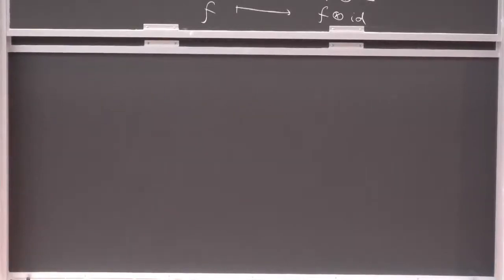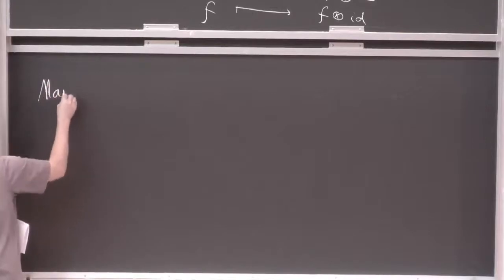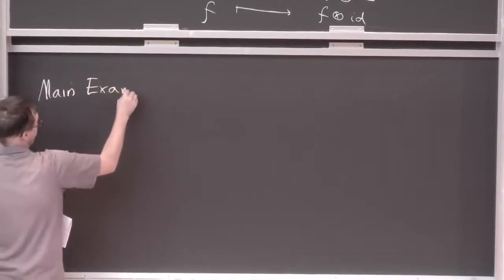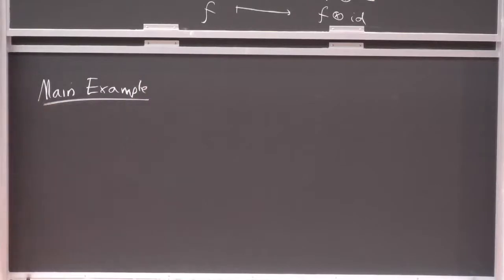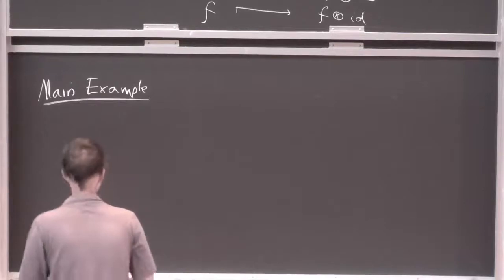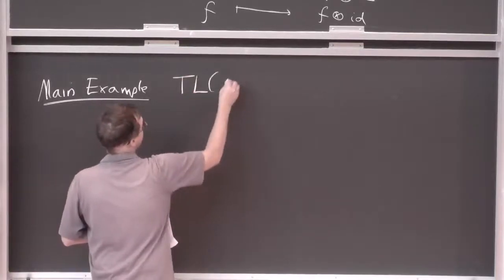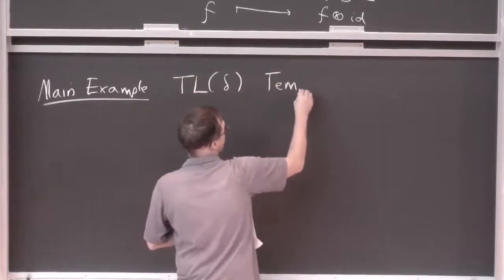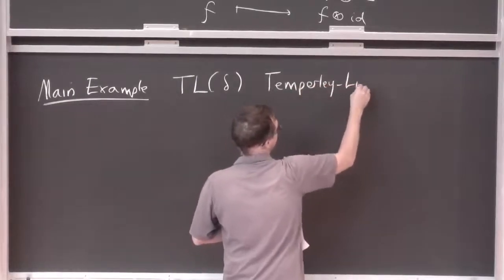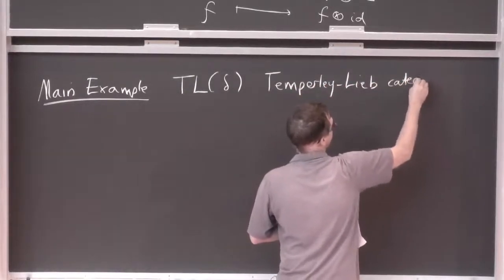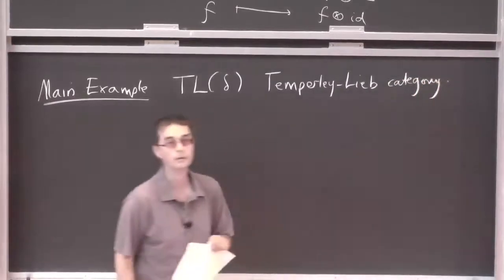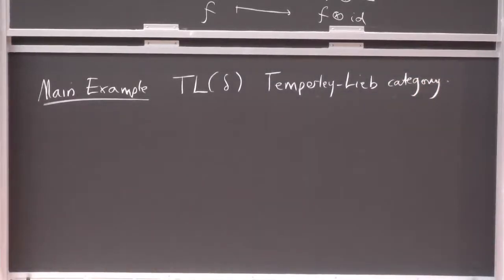Okay, so I want to talk today really about a slightly more interesting example than that one. That was the trivial example, but we should start there. So the main example for today, I think I promised this in my abstract, is going to be the Temperley-Lieb category. I want to give you a presentation for this.